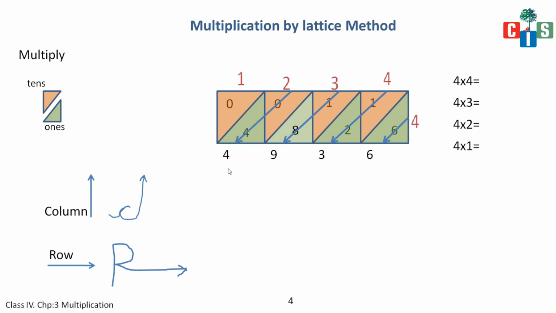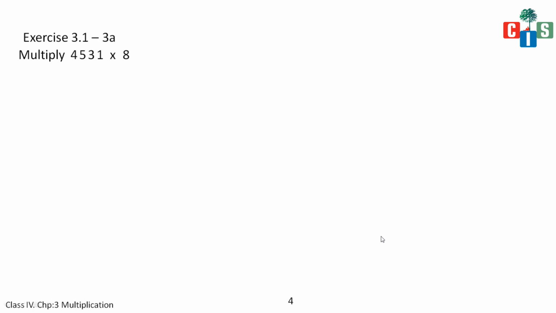And 0 plus 4 will give me 4. So my answer is, here also 0 you can write, but my answer will be 4936. Clear? So 1234 multiplied by 4 will give me 4936. Clear with it? Okay, let's solve another example. It will be easier for you.